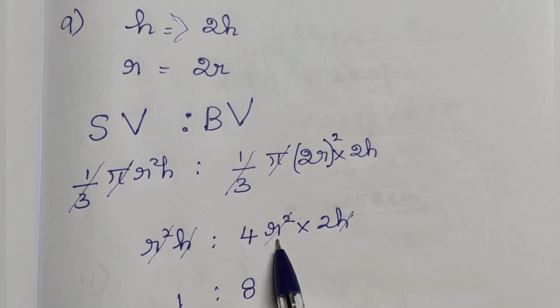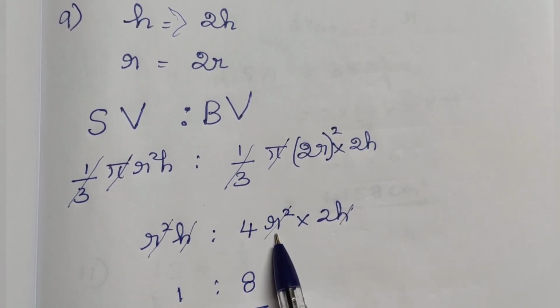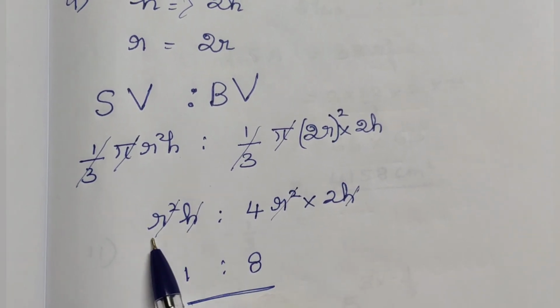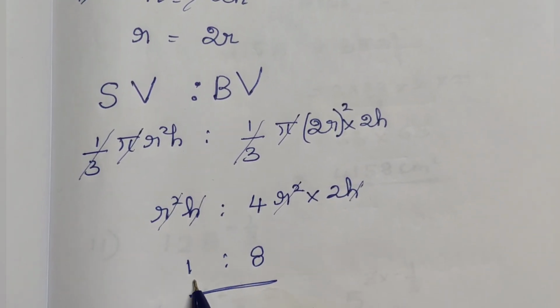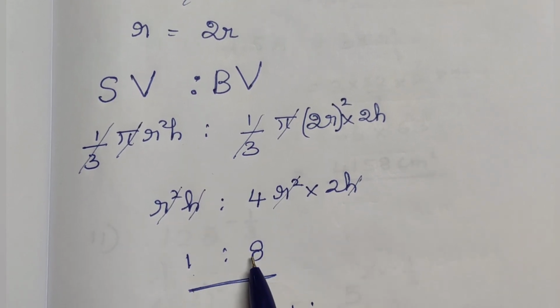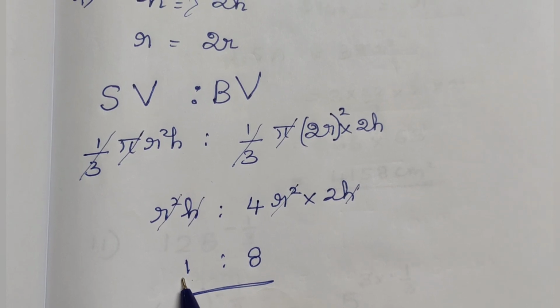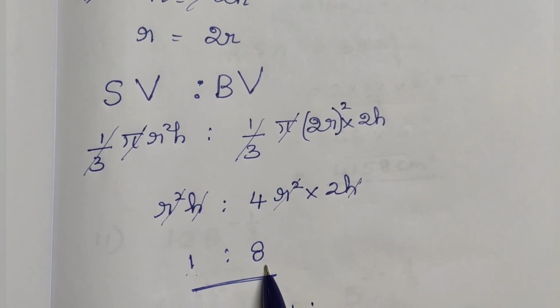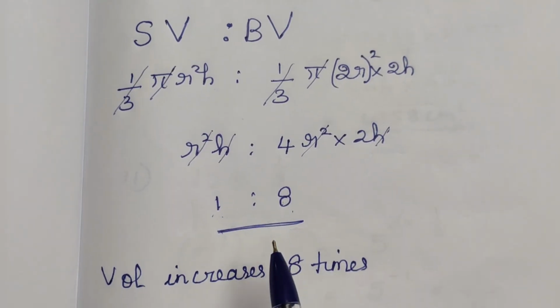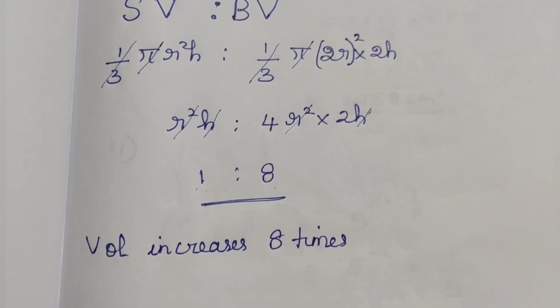2 2s are 4 r squared into 2h. Again r squared h gets cancelled. Here everything is cancelled. So here remains 1 is to 2, 4 2s are 8. So the ratio is 1 is to 8. Which means if the smaller volume is 1 time, the bigger volume becomes 8 times. So when radius and height are doubled, the volume increases by 8 times.